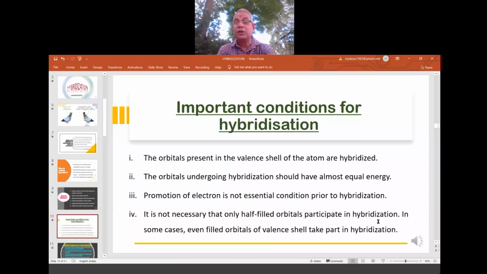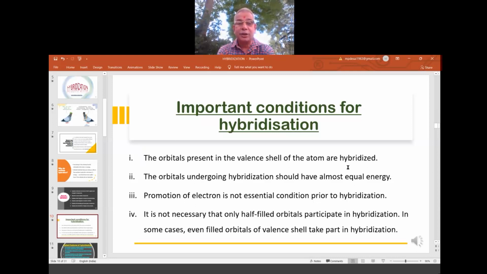Now, important conditions for hybridization, because everything matters on conditions once again. Whether it is bonding, hybridization, or an approach, everything depends upon what conditions prevail. The best example I gave in our previous session was that life is there on earth because of some favorable conditions. So the conditions matter a lot. Now, what are the conditions for hybridization? Number one, the orbitals present in the valence shell of the atom are hybridized. Here also valence electrons are most important, so those electrons are made busy in the hybridization. Inner electrons are supportive.